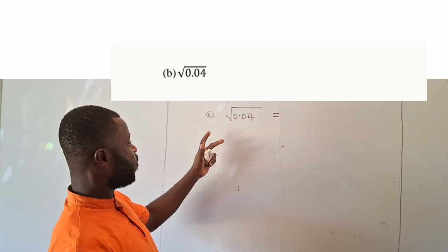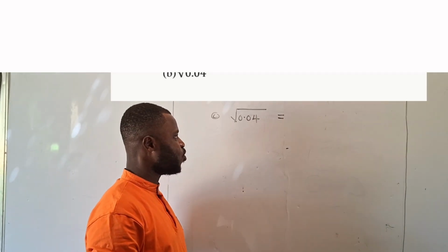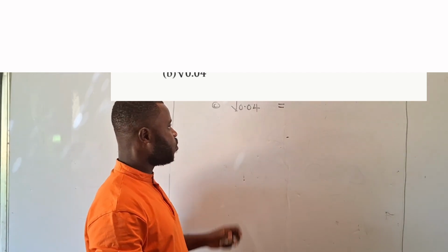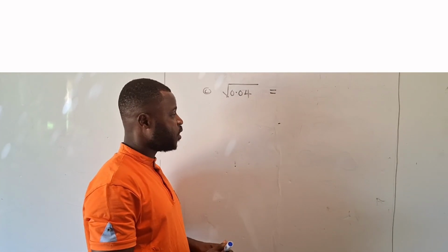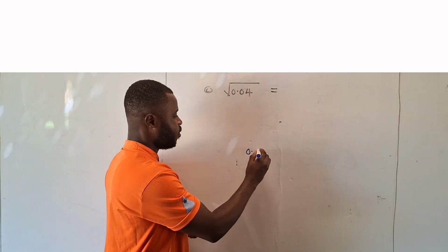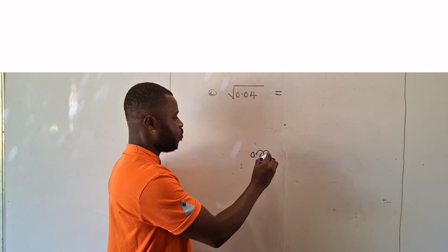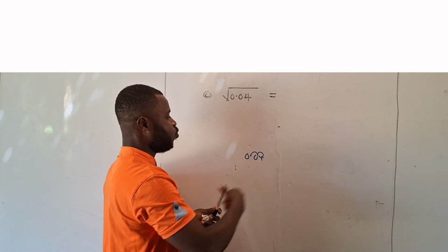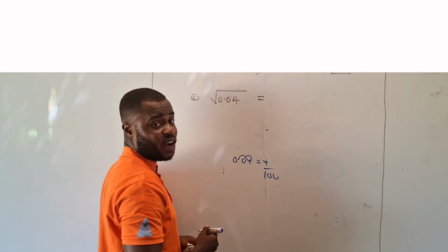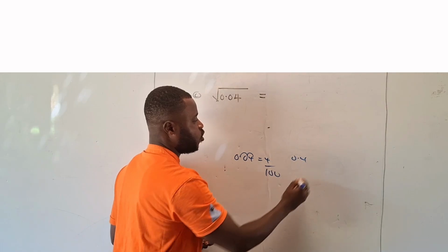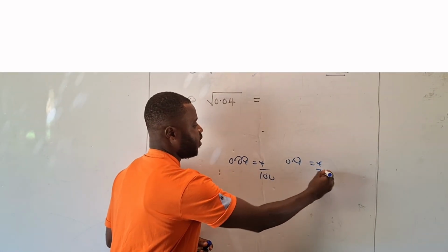Now you have to simplify 0.04. Don't be scared. Now 0.04, you have to change this to a fraction. Yes, and to change this to a fraction, we move the point 2 times to the right. So you get 4. Now because we moved twice, we divide it over 100. Assuming if it was 0.4, we move 1, so it will be 4 over 10.